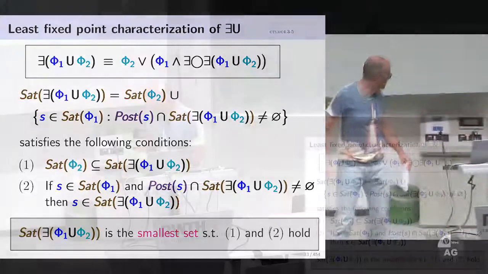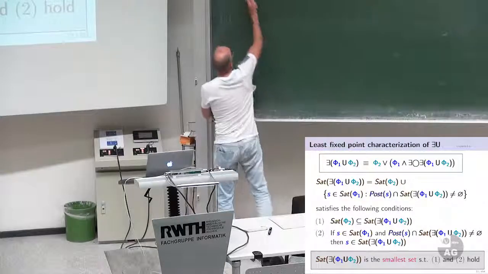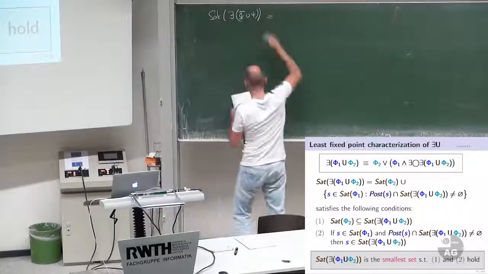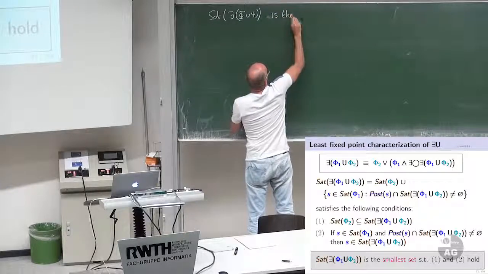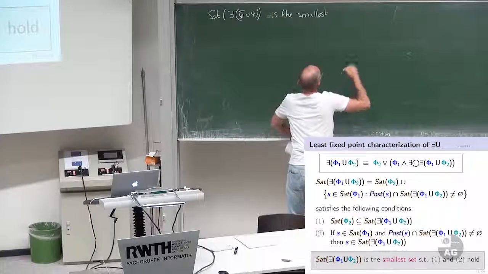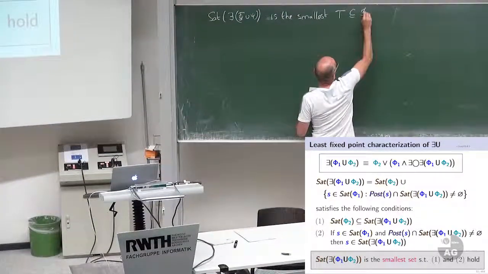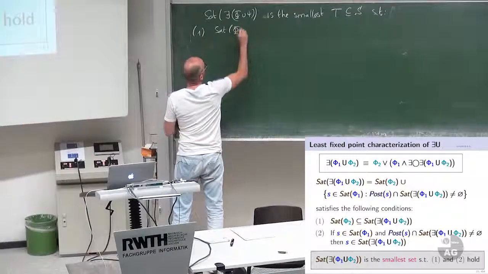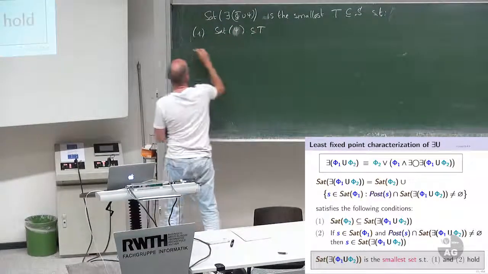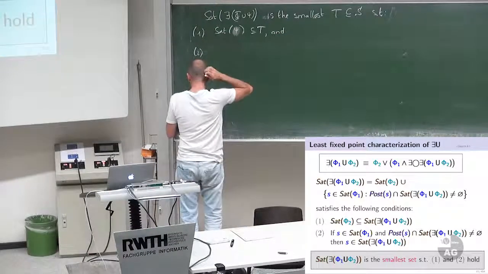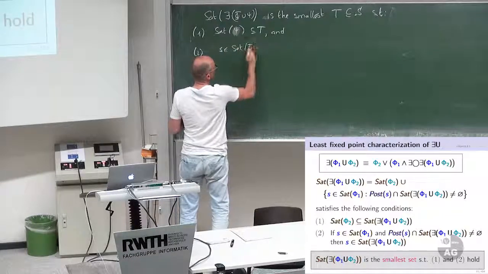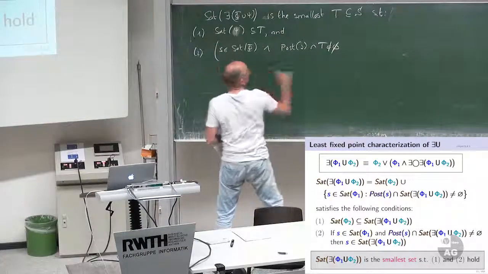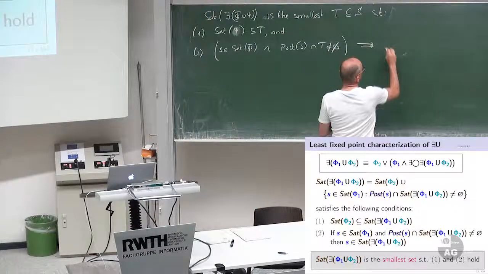So how can we see this? What I want to show is the following. Sat of existential phi 1 until psi is basically the smallest T, which is a set of states, such that the following two conditions hold. 1, Sat(psi) is included in T, and 2 says that if S is a phi state and it has a direct successor into T, this implies that S belongs to T.